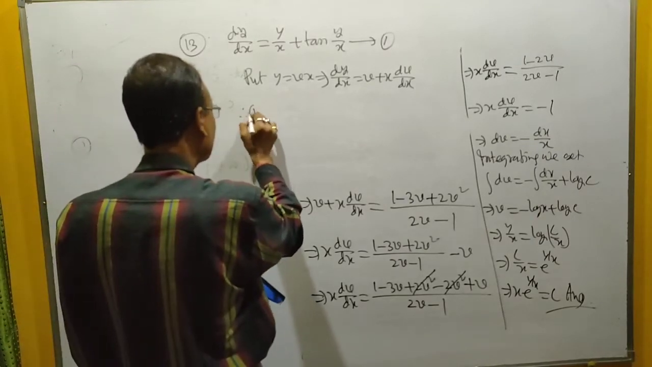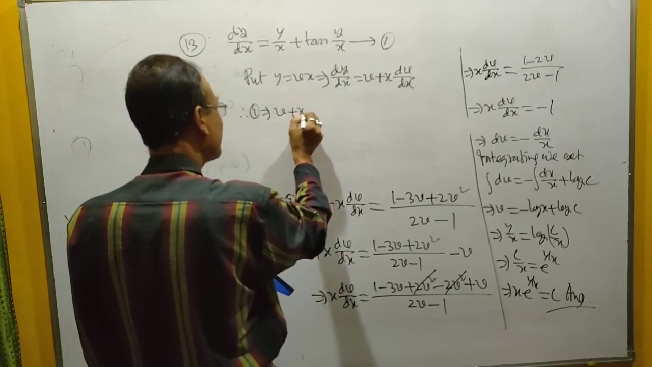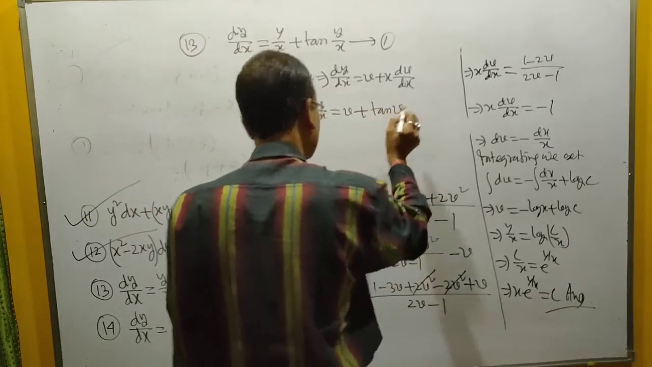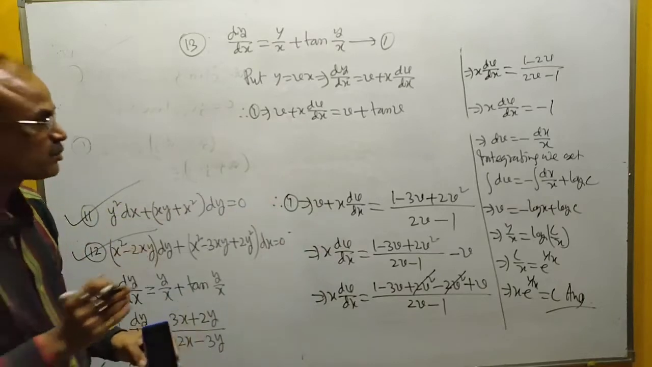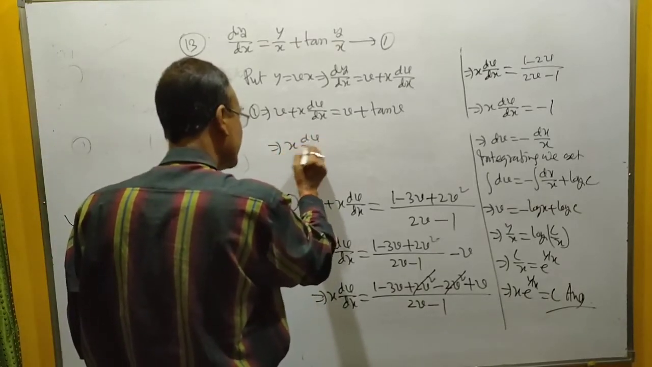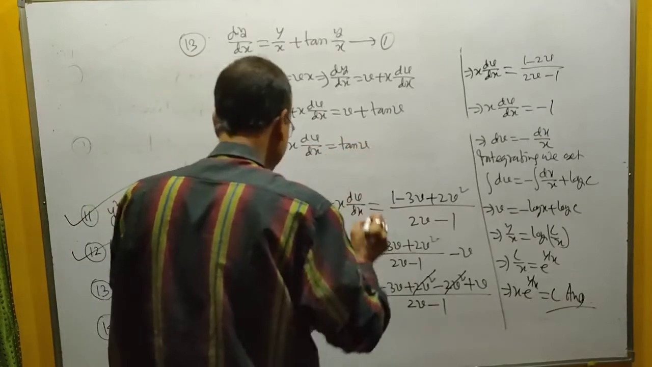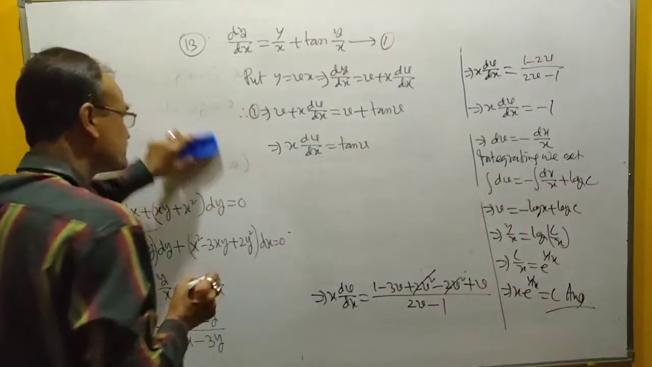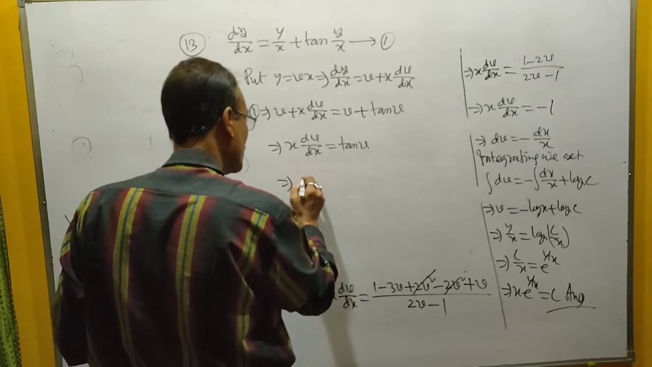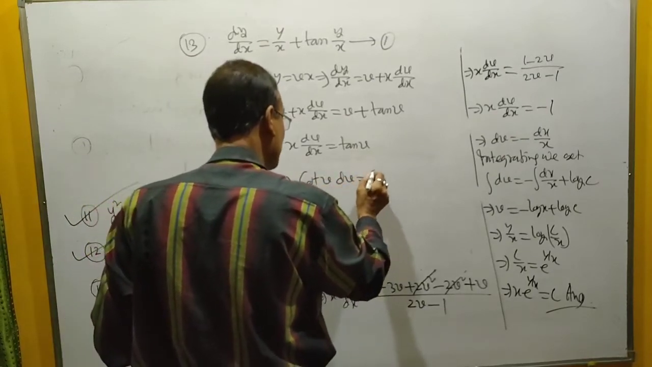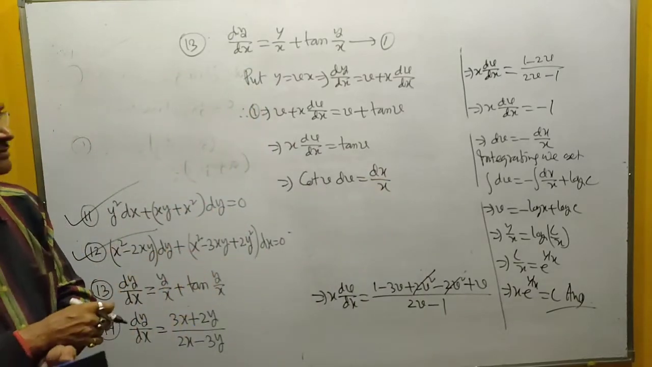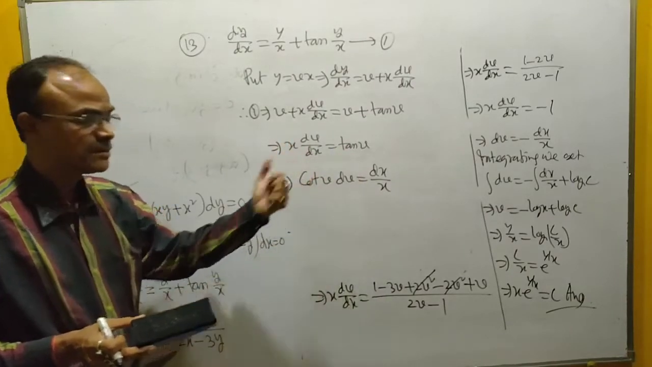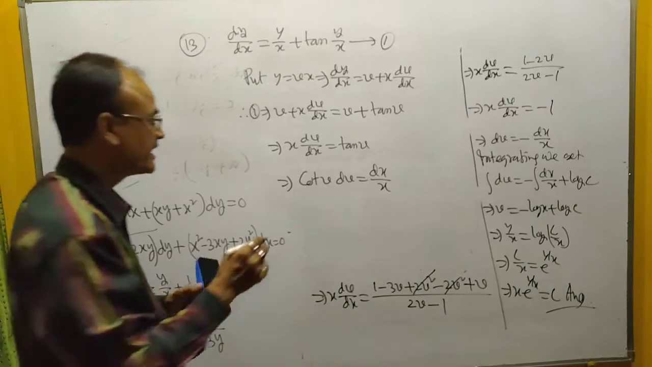Therefore, from 1 we will get v plus x dv by dx equal to v plus tan v. V will be cancelled from both sides. x dv by dx equal to tan v. Now, dv by tan v equal to dx by x. Tan v means 1 by cot v, so cot v dv equals dx by x, the variables have been separated. Integrating we get.